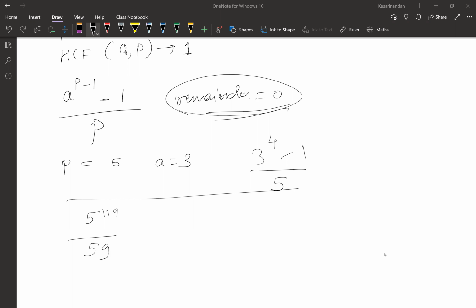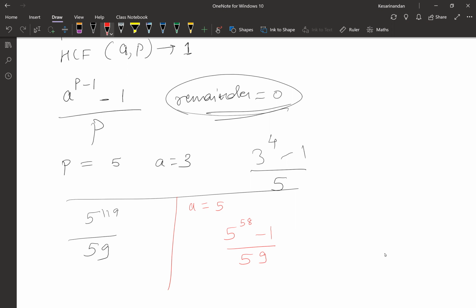Nobody's getting the answer. Let's solve it then. Okay, guys, looking at the previous one, if we take a is equal to 5, can we say 5 raised to 58 minus 1 will be divisible by 59? Is it possible, guys? Can we say this?